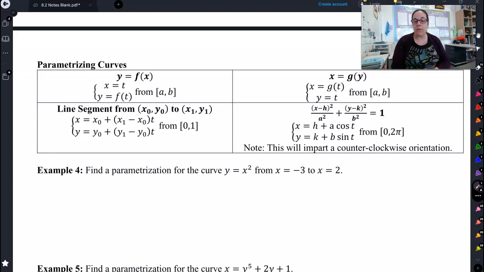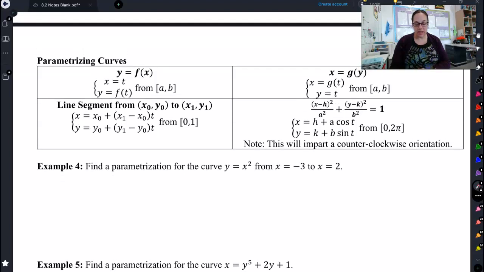So we have 4 different types of functions here we're looking at. We have y equals equations. We have x equals equations. We have line segments that go from one point to another point. And we have our conic sections. So these cover like ellipses, circles, hyperbolas, things like that.